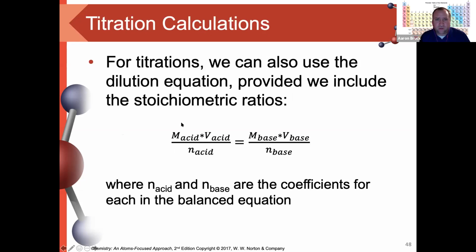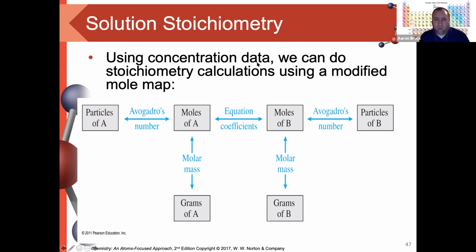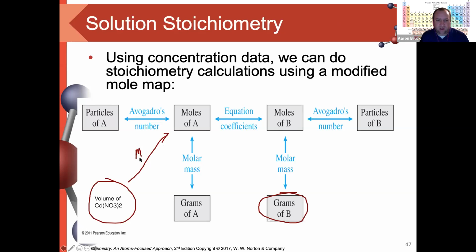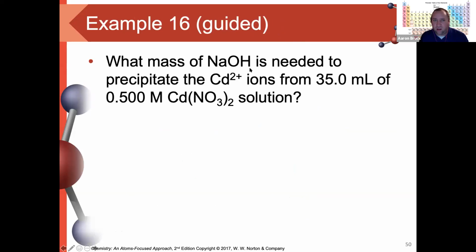Nonetheless, if we go to our mole map, we would see that we are starting from a volume of cadmium 2 nitrate, and we would have to go from there to grams of sodium hydroxide. So our first step is going to involve molarity, converting volume into moles. Then we're going to use our balanced equation to go from moles of cadmium to moles of sodium hydroxide. And then we would use moles of sodium hydroxide to get to the grams using the molar mass. So that's the direction that we're going to have to go. Let's see about how we use that.